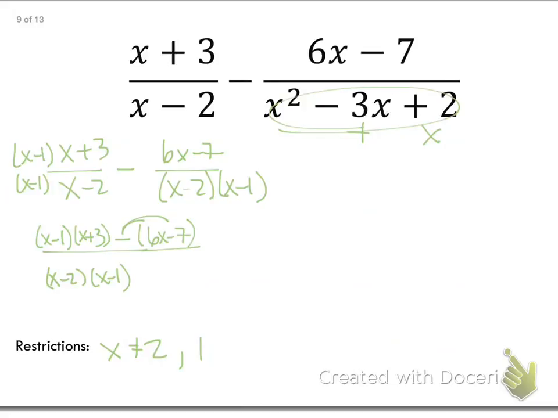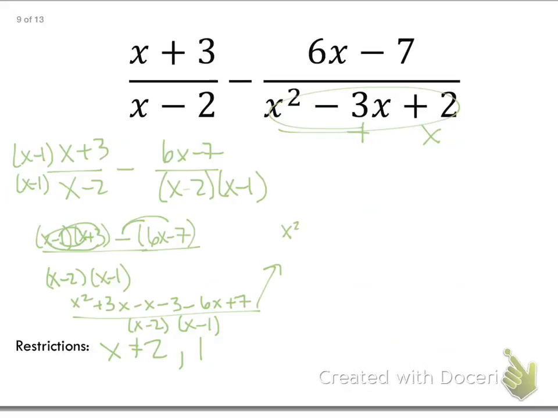Okay, so FOIL, F stands for first, outside, inside, last. So x times x is going to get me x squared. O is outside, 3 times x gets me 3x. I is inside. Negative 1 times x gets me negative x. L is last. Negative 1 times 3 gets me negative 3. And then we're going to distribute that negative to flip all the signs. And then we're going to go ahead and combine like terms.